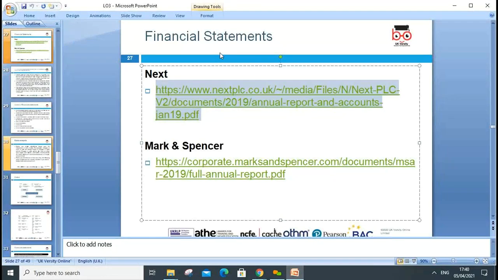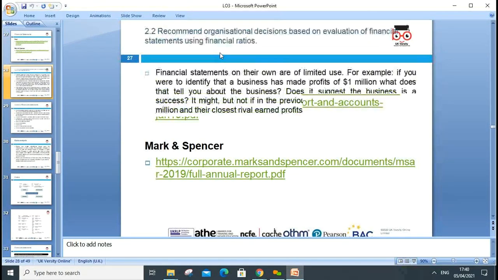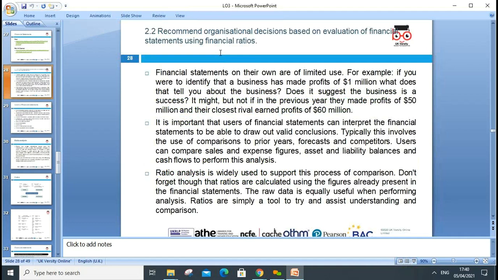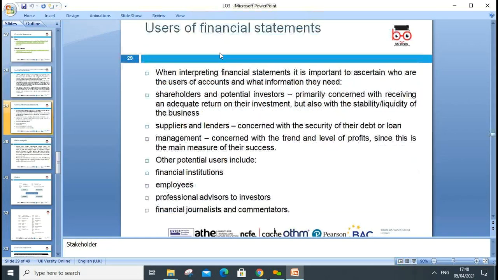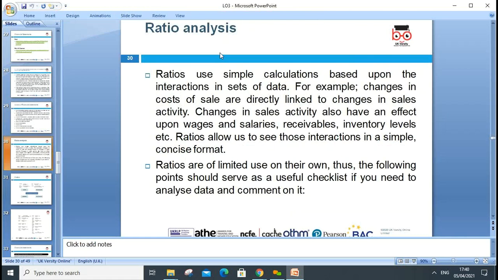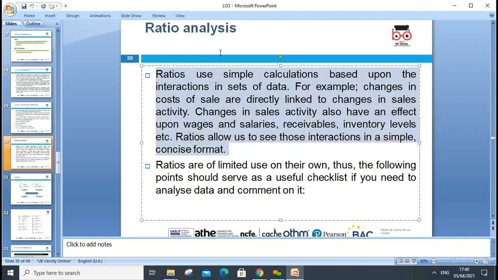Okay, that's the way we can look around in the financial statements, and all of this we can look at for Tesco. Then the recommendation and the decision are based on the evaluation using the ratios, which we will go through, and on the basis of this we can decide which company to go ahead with and invest in. Ratios use simple calculations.